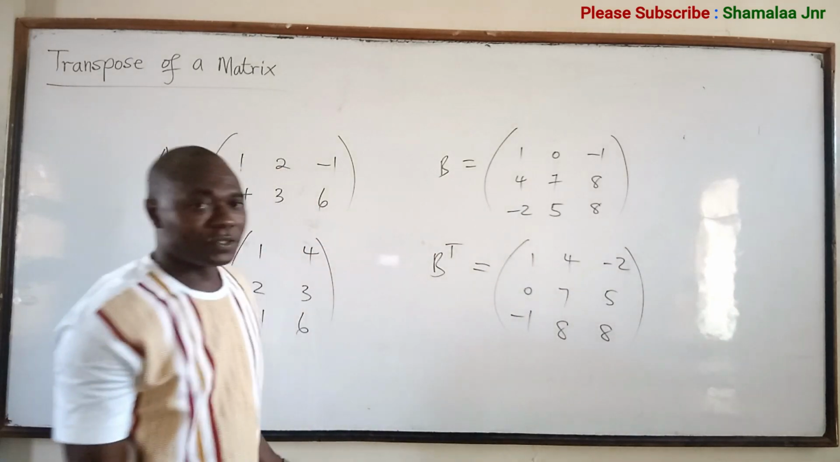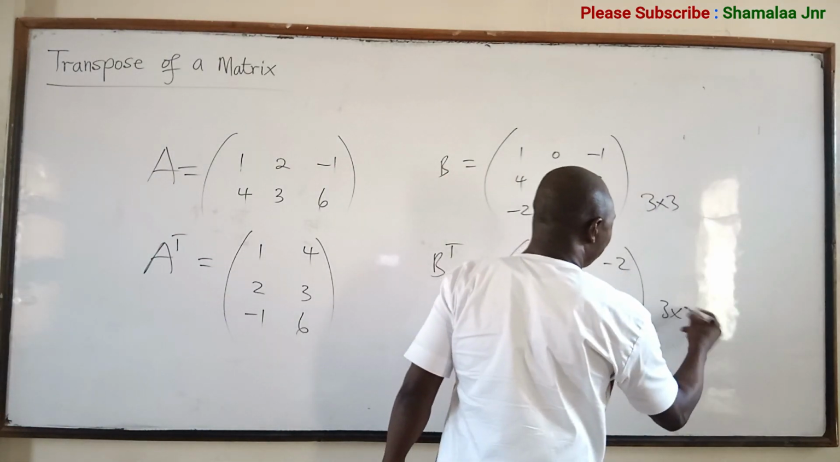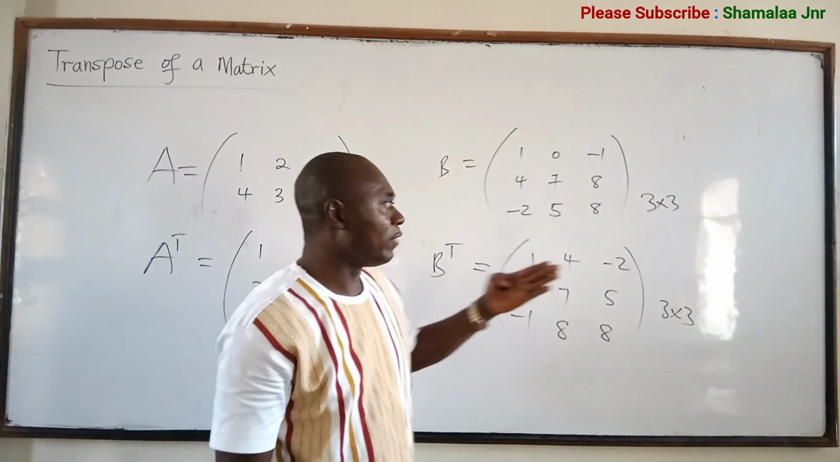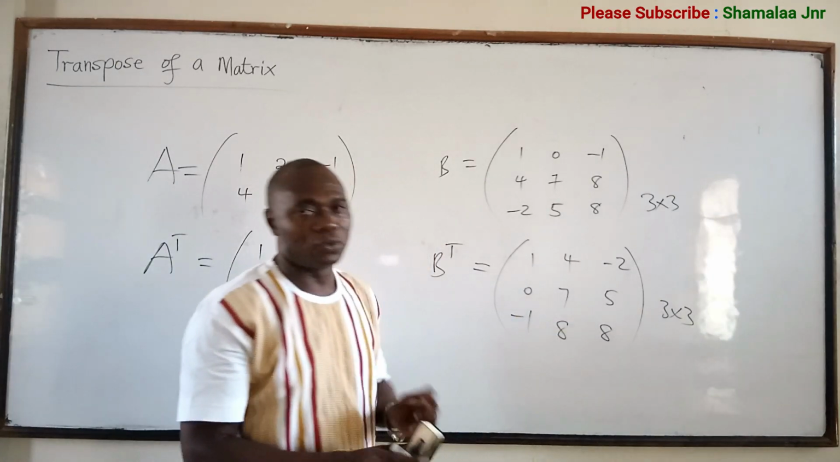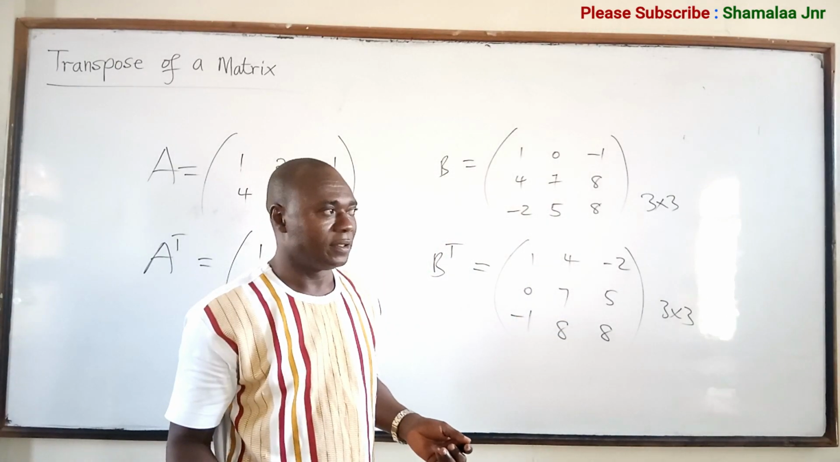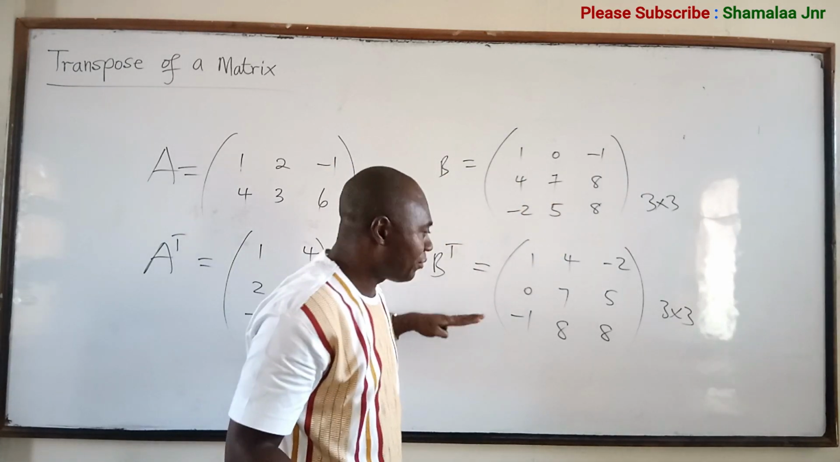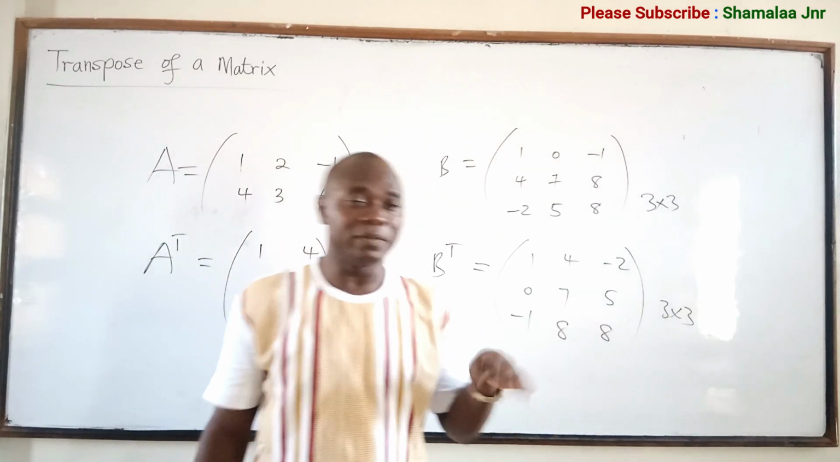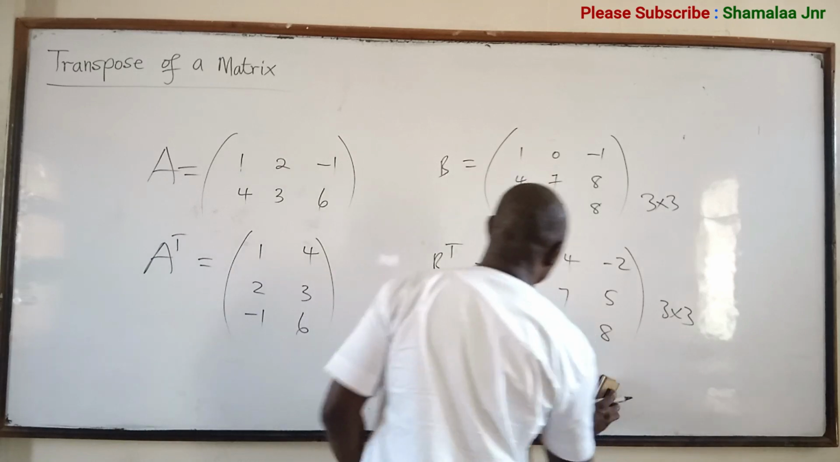And this one, the order is 3 by 3. So if it is a square matrix, then the order of the given matrix and the order of its transpose will be the same. The order of the given matrix and the order of the transpose of the matrix will be the same if it is a square matrix, if it is 2 by 2, 3 by 3, 4 by 4, and so on. So we have this issue.